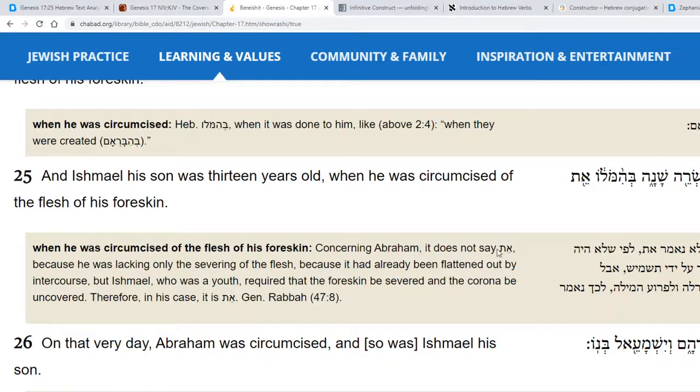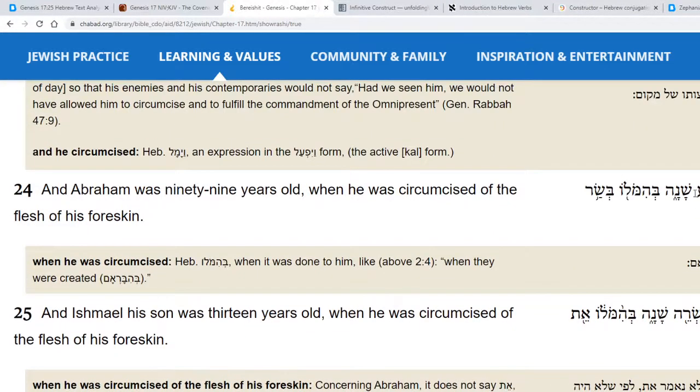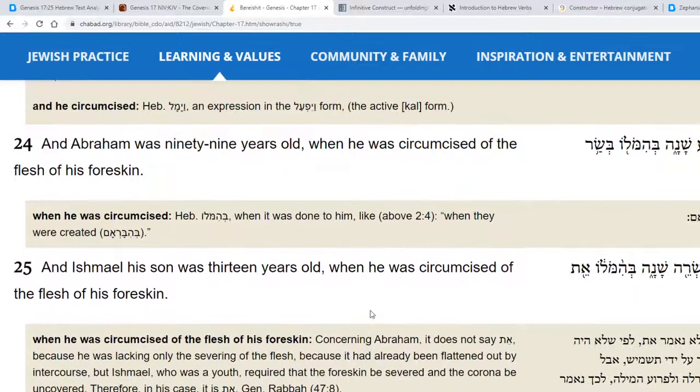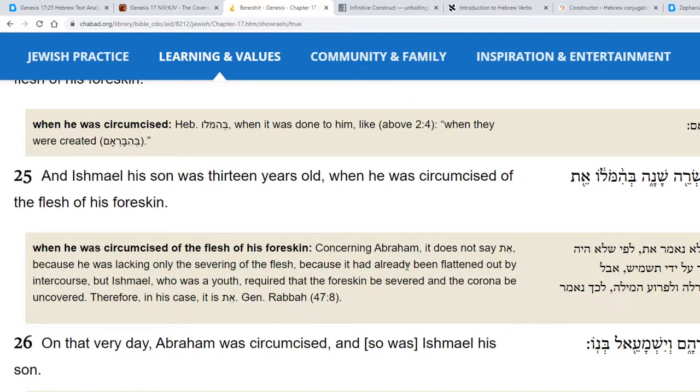So let's read this Rashi. Concerning Abraham, it does not say et. So we saw Abraham, Tesha Shana Behimolo Basar Orlato, and with Ishmael it says Behimolo et Basar Orlato. You see, it doesn't show up in the translation. But with Abraham, it doesn't have the et, the direct object marker. With Ishmael, it does. It's a very similar sentence, so Rashi is going to darshan this.